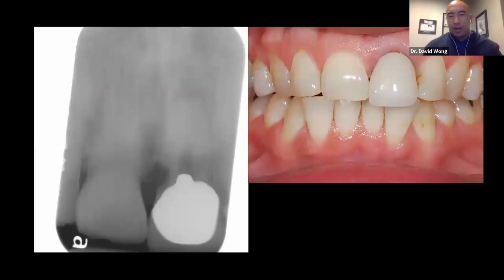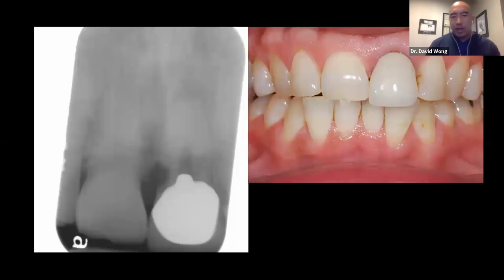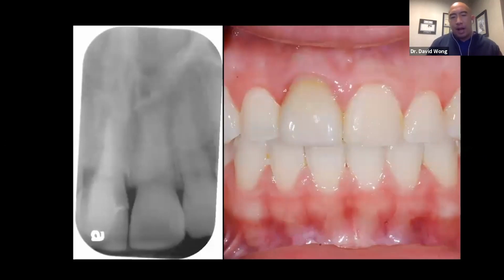So I've got 18 minutes left with you. So how to minimize and avoid aesthetic failure. In a situation like this where you have tooth number 9 that needs to come out, we have to begin with the end in mind. How are we going to replace this tooth successfully?